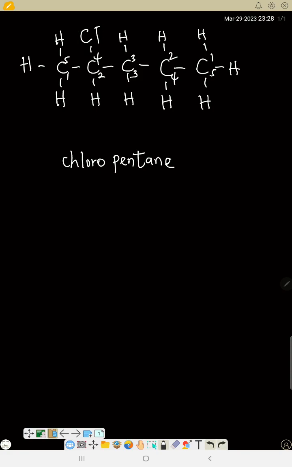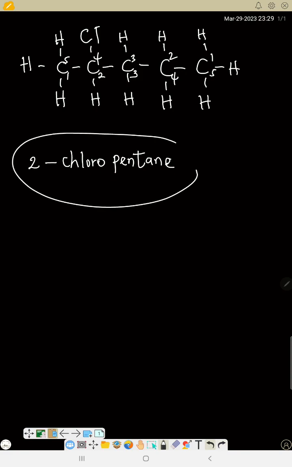So what position? If I number this way, it will be 1, 2, 3, 4, 5. It will be on 4 carbon. But if it is this way, it will be 1, 2, 3. It will be on 2 carbon. So I'm picking this one, the closest number to the attachment. So this will be 2-chloropentane. That is, the position of the chlorine is on 2, that is chloro. So 2-chloropentane, like that.